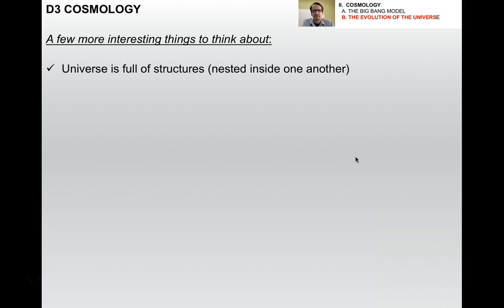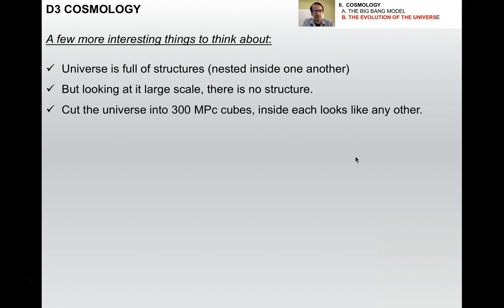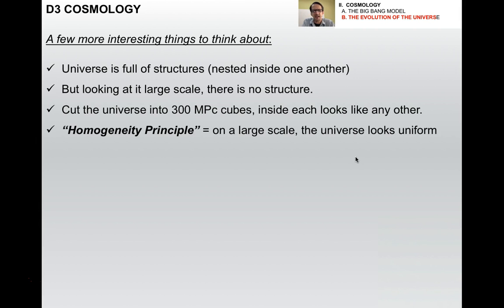The universe is also full of structures, lots of things nested inside one another. You can take that however you see fit. Why that is, we don't know. It's just the way it is. But if you look at it at a large scale, there is no structure. Okay? And if you cut the universe into 300 megaparsec cubes, inside each cube looks like any other.